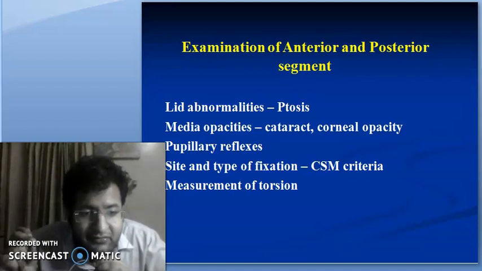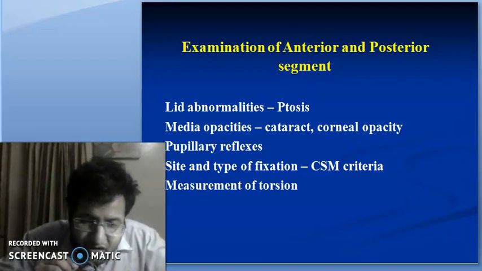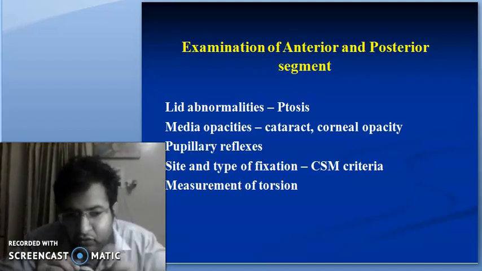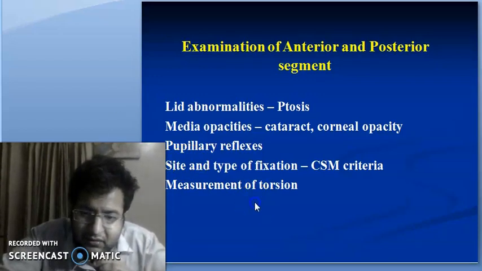Maddox test, any fundus photographs, but the diplopia charting can't be used to measure the torsion. It is just a qualitative test. Diplopia testing can only tell us that torsion is present, but it cannot measure the torsion. Torsion can be measured using the Maddox rod or fundus photographs.